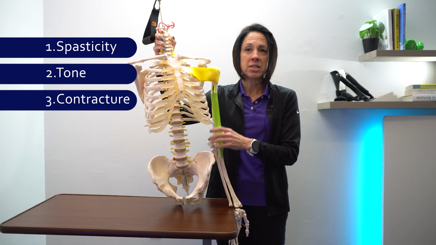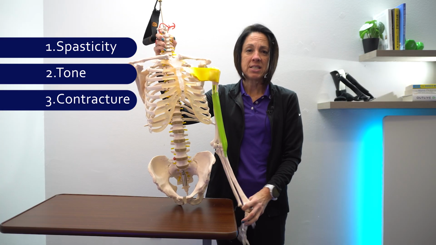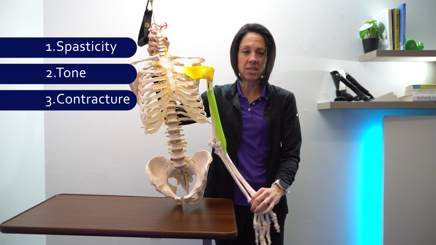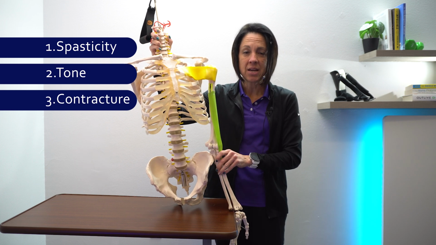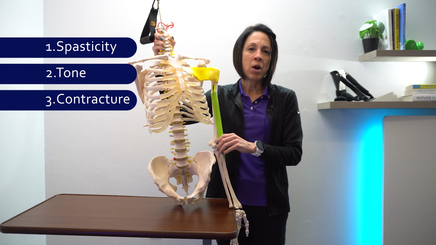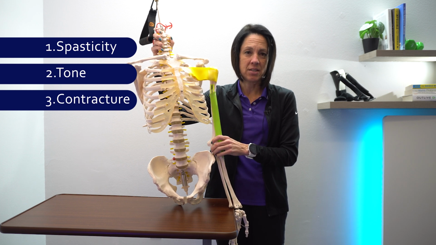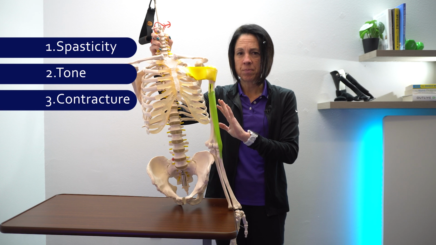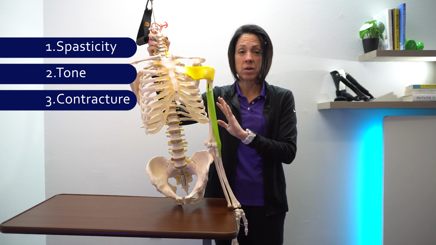Now, if it's spasticity, what you might see is that initially they can't get it straight, but then they hold it for about 30 seconds and it feels almost like it releases and then it goes straight. That would probably be more spasticity. So it's important to be able to differentiate spasticity from a contracture or increased tone.